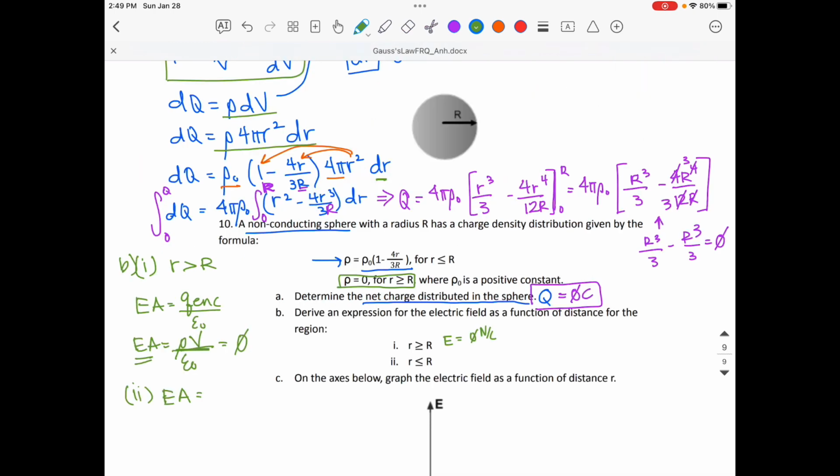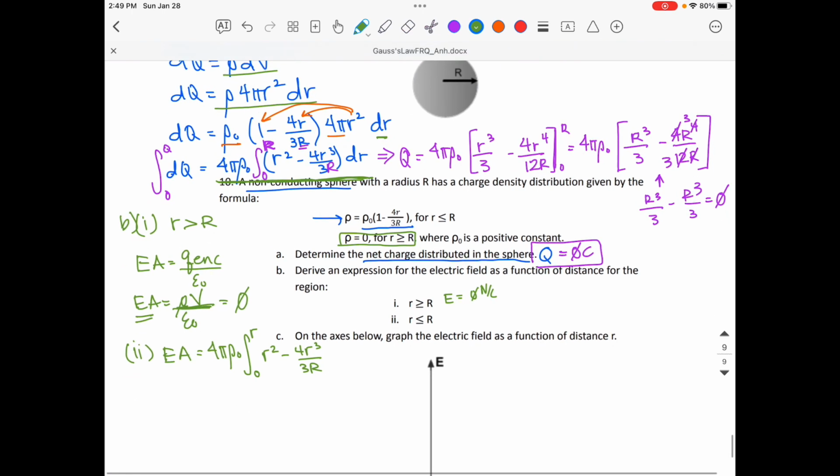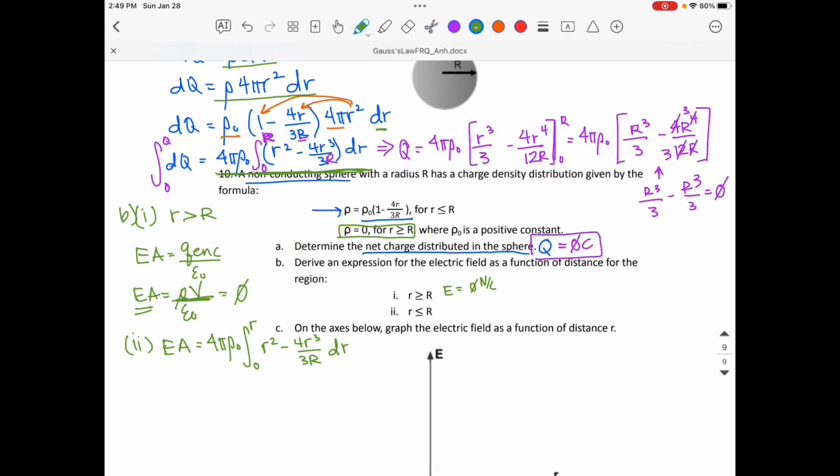EA is equal to, I'm going to take this expression right here and substitute it for rho v naught. So it's going to be 4 pi rho naught. Instead of going from 0 to big R, I'm just going from 0 to little r, because little r is less than the radius of my sphere. And then I've got r squared minus 4r cubed over 3r. And then I'm going to integrate that with respect to r.